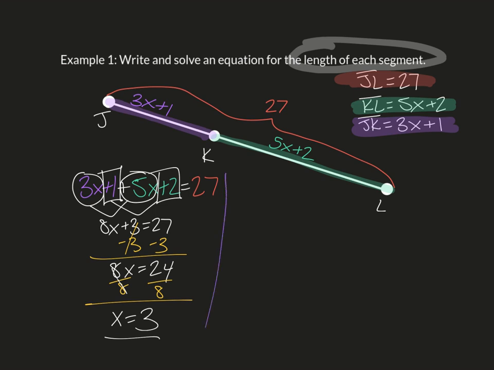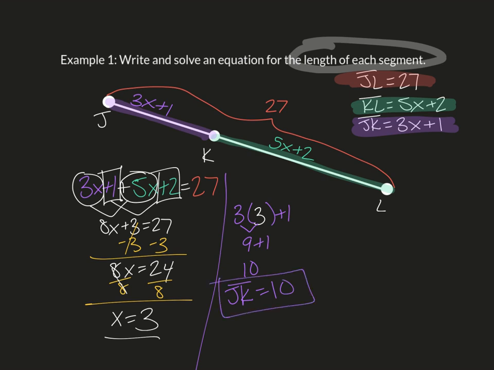So I'm just going to divide this up. For the purple, I have 3 times my x value, which is 3, and then plus 1. And solving that, 3 times 3 is 9, plus 1, I get 10. So that means that the purple, which was JK, equals 10.